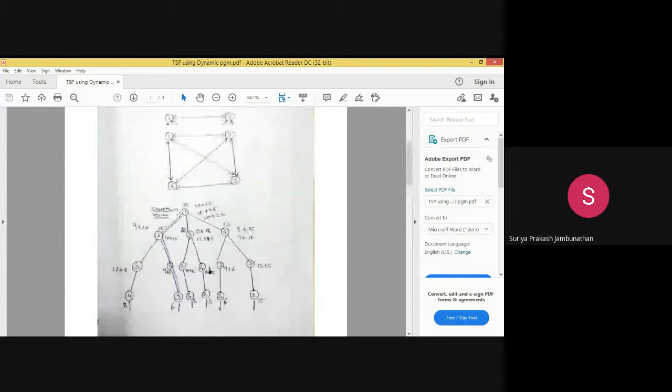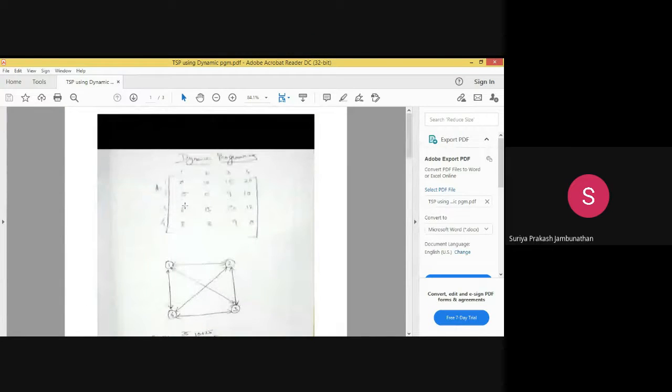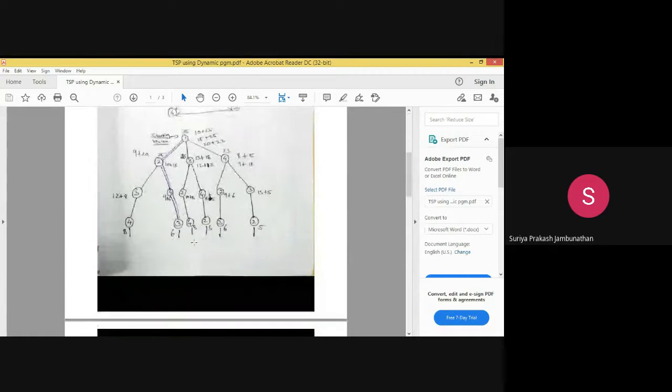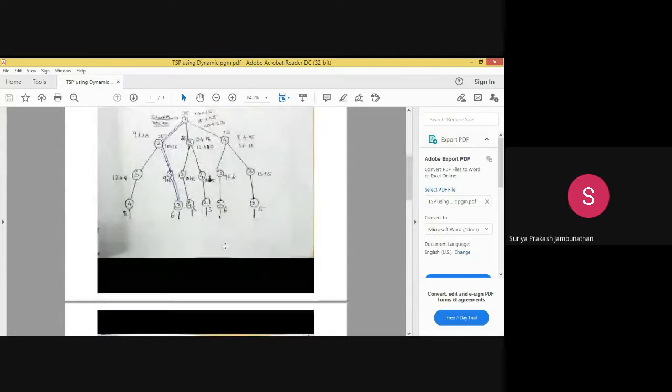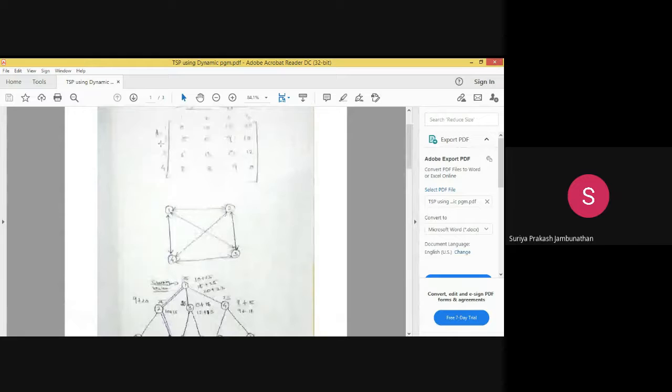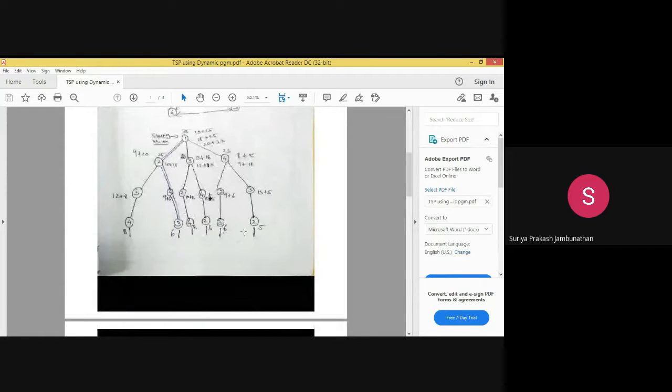So 3 to 1, what is the value? 6. 3 to 1, that is 6. So 6 we are filling. Then again 4 to 1, already we know that is 8. 2 to 1, when you are seeing, that is 5. 5 we are filling here. 3 to 1, that is 6, that we are filling here. 2 to 1 that is 5, already we filled, so 5 we are putting.